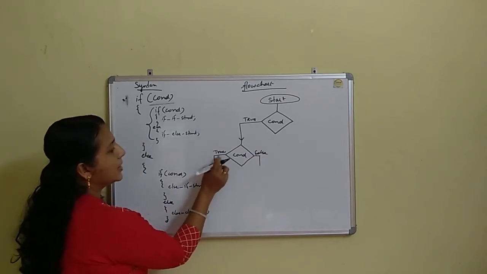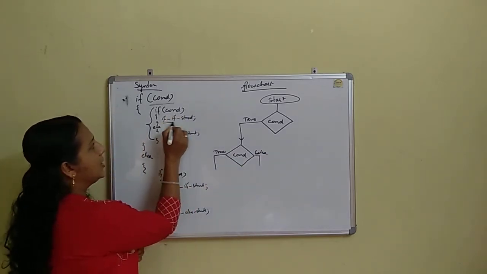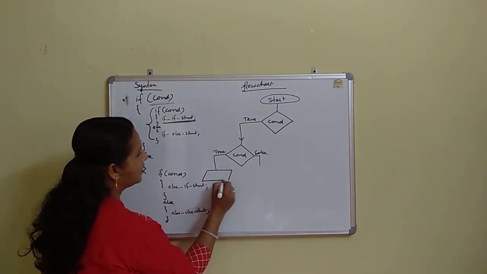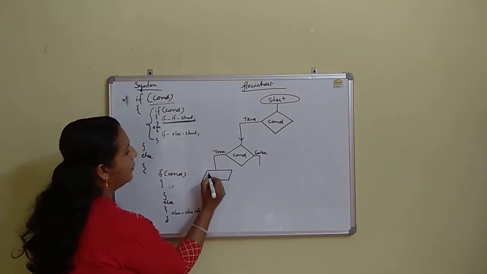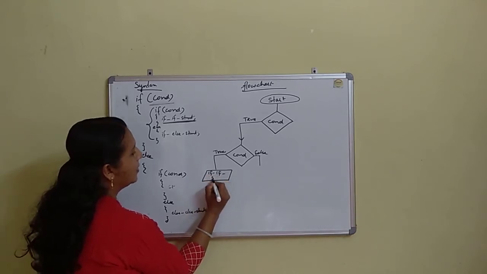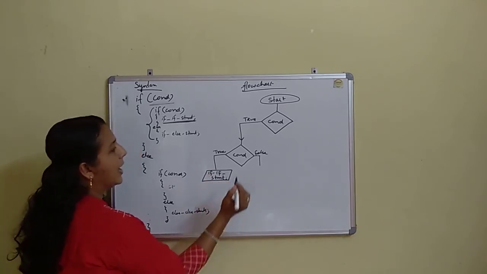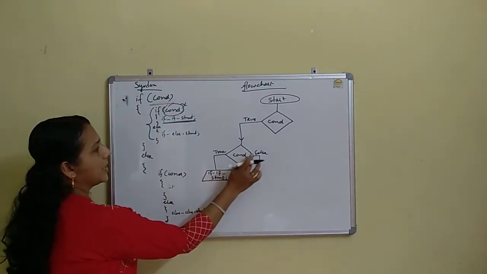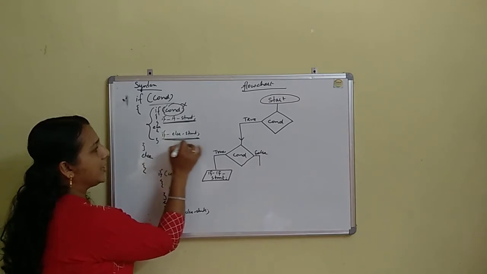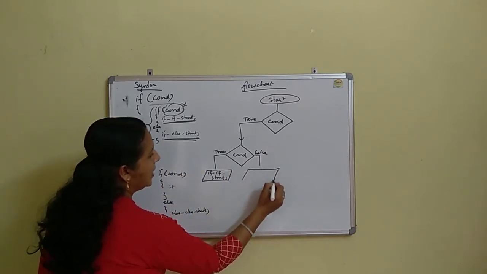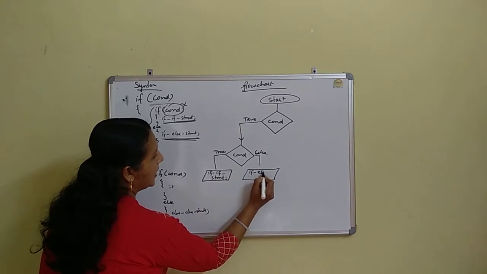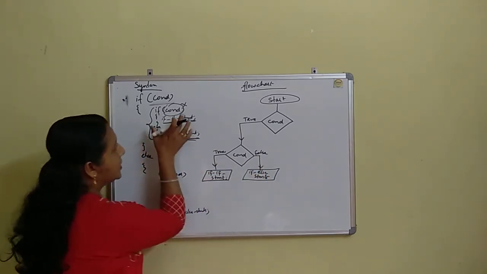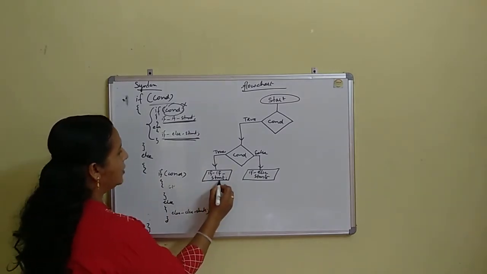When this condition is true, what happens? These statements will get executed. That means you have to execute the if statements. Suppose this condition is false. What happens? These statements will get executed. That means the main outer if and inner else statements will get executed. So this is how this portion gets executed, and after that what happens?